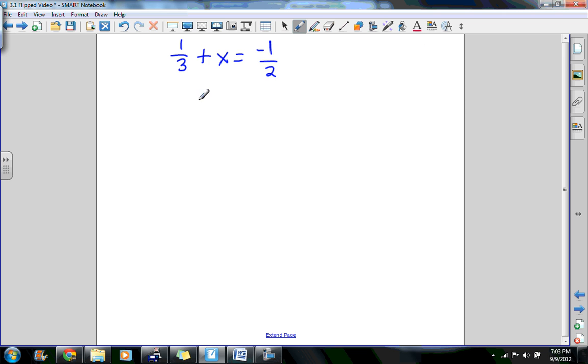I would like you to try this one. We got some fractions, so be careful, but it's the same concept. I'd like you to try this one on your own.